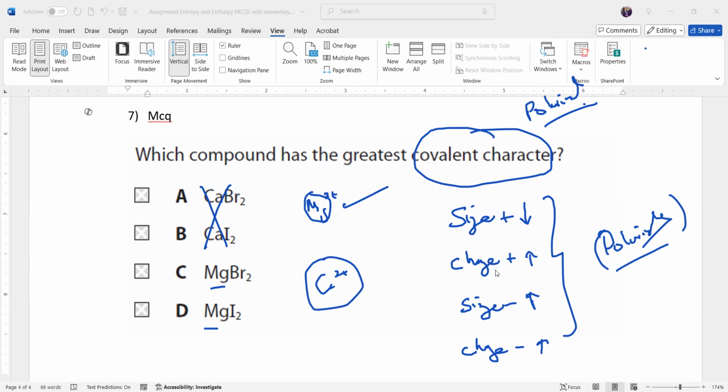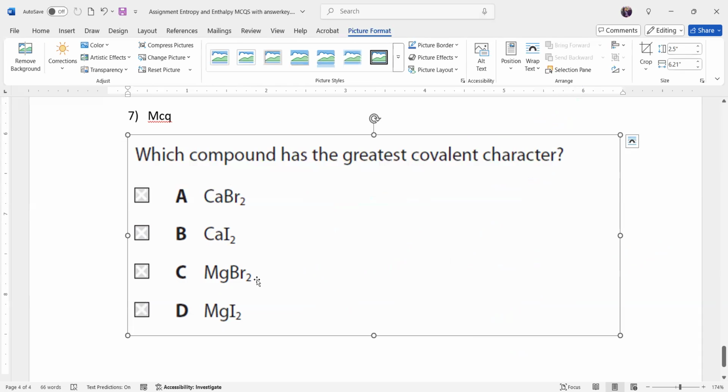Then we compare the size of the negative ion. They have the same charge. Bromide and iodide belong to group 7, so both are -1. But as we go down the group, the size increases. So the bromide ion is smaller in size, the iodide ion is larger in size. As a result, magnesium iodide will have a greater distortion or greater covalent character, or you can also say it will have a greater difference between the theoretical and the practical value of the lattice energy.